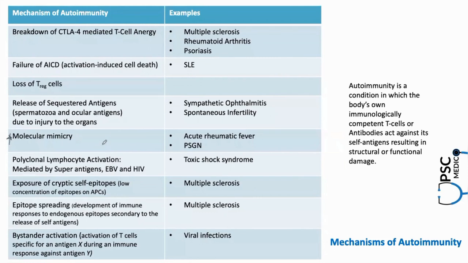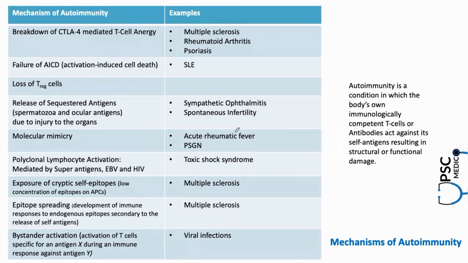Do you remember why there is thrombocytopenia in dengue? The NS1 antigen component of the dengue virus has a structural similarity to the antigen which is present on the platelets. So that's the reason the body's antibodies are killing dengue, but they're also killing the platelets, leading to thrombocytopenia. So this is molecular mimicry.